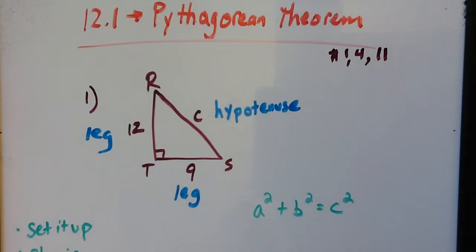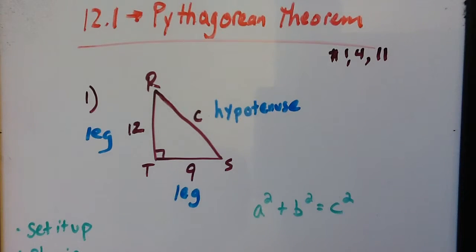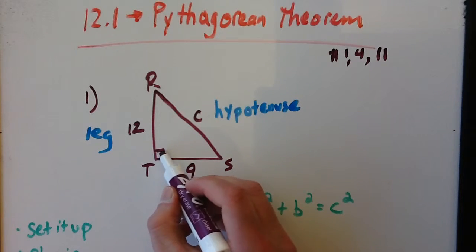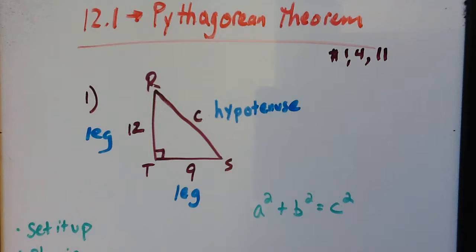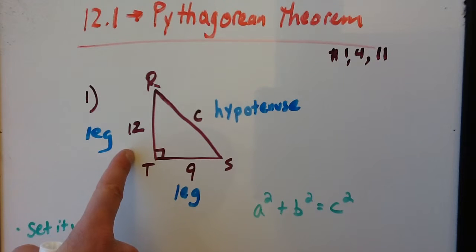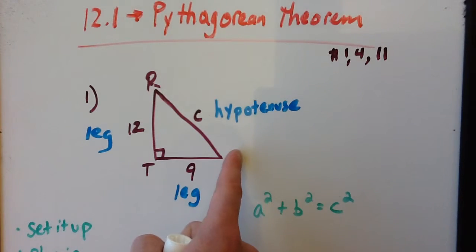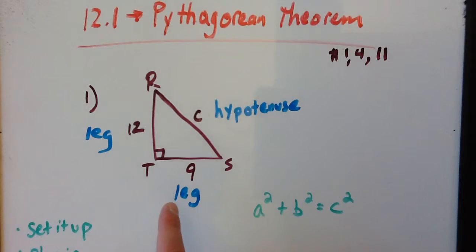angle. Okay, so here in number 1, we have triangle RTS, right triangle RTS. And as you can see, this little box right here signifies to us a right angle. Okay, so for a right triangle, what a squared plus b squared equals c squared tells us is that if we take one of the legs of the right triangle and square it, and add that to the other leg of the right triangle and square it, that is equal to the length of the hypotenuse squared. So leg squared plus leg squared equals hypotenuse squared.